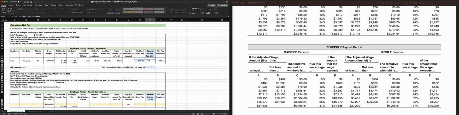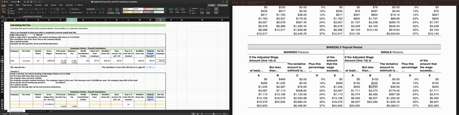Anything over $535, that amount will get taxed at 12%. So we're going to have to pay $38.30 plus the increase above 535, and that amount will get taxed at 12%. So that's what this calculation is doing, and that gives us our federal income tax withholding of $89.34.